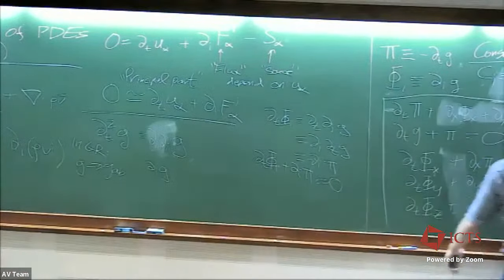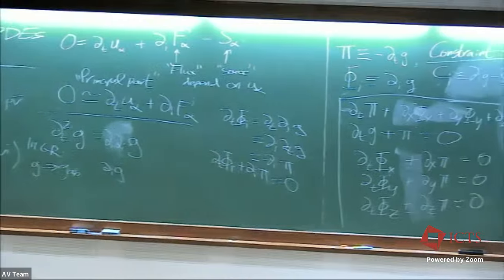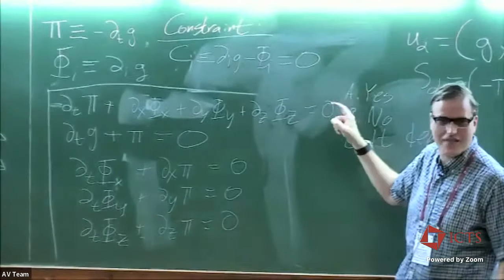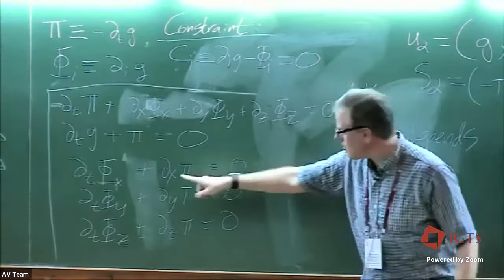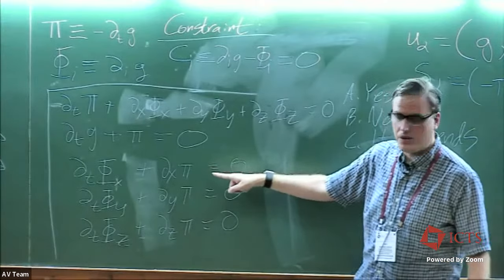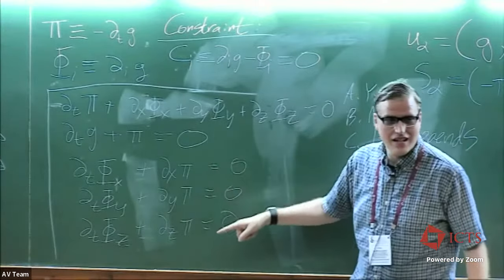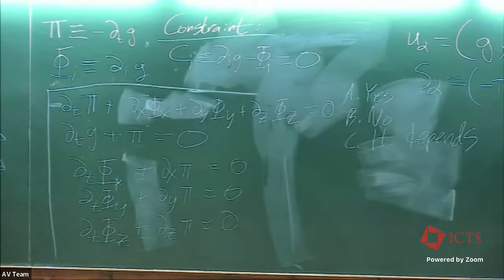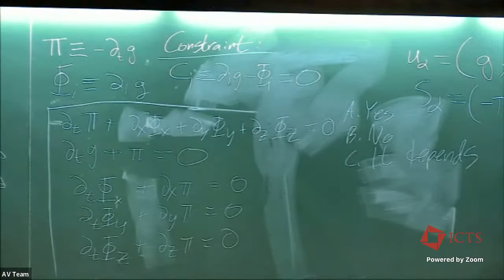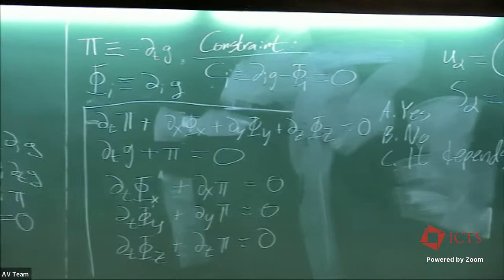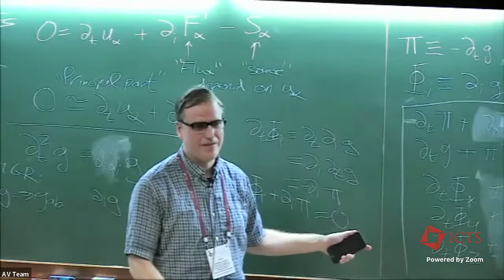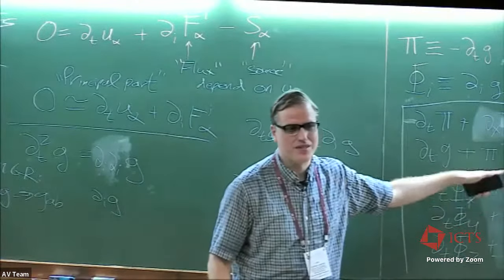Let's start here. Is this a divergence? Partial x phi x plus partial y phi y plus partial z phi z. Does that fit the definition of a divergence? Yes. What about partial x pi? No. These do not. So you can actually not write the system of equations in this form because there are derivatives that are not divergences, or you can also think of it as the principal part is not a continuity equation, a conservation law. This system is non-conservative in that sense because of these terms.